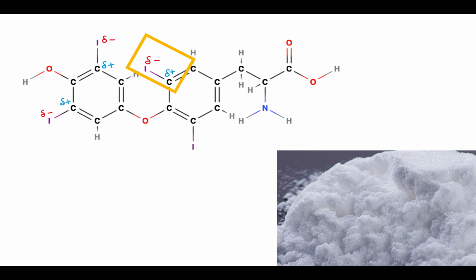Slight negative on the iodine, slight positive on the carbon. Slight negative on the iodine, slight positive on the carbon. And it's those sticky charges that make this hormone stick to each of the receptors in your body that decide whether your metabolism is going to go slower or faster.